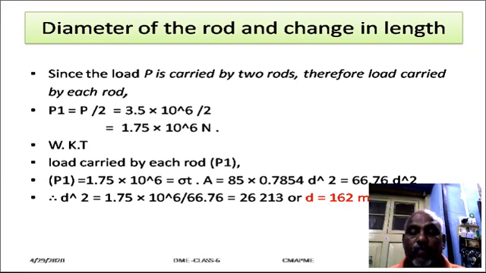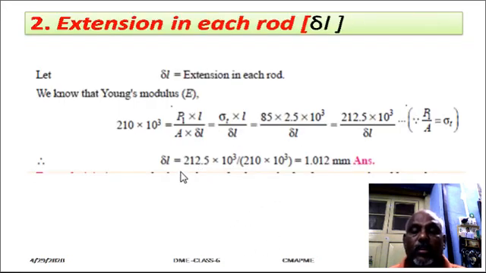Then the next data: the change in length of each rod, that is the extension in each rod. The Young's modulus is given in the problem. Young's modulus is equal to the load shared by each rod into the length of the rod divided by the area of cross section of the rod into the change in length. From this formula we get delta L equal to 1.012 millimeter. By solving this equation we get the extension in each rod equal to 1.012 millimeter. This is the second answer for the problem.